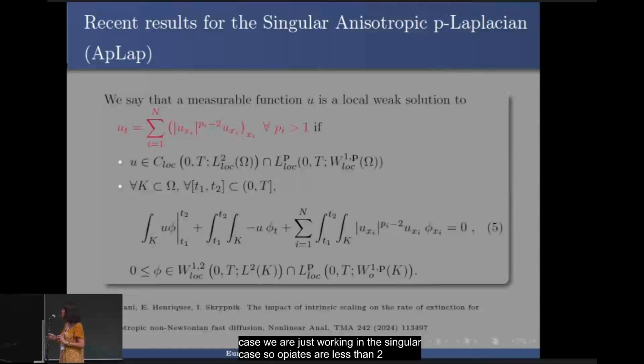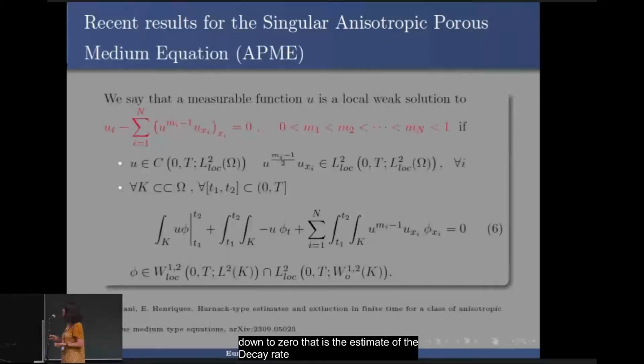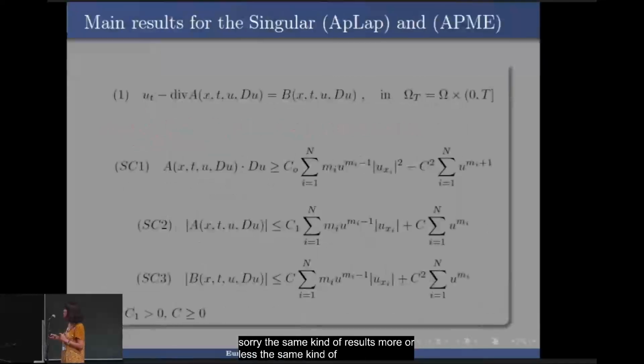And in that range, what was already known was that there is a time after which the solution is 0. So how is it getting down to 0? That is the estimate of the decay rate. That's one of the things. And we also got it for the anisotropic porous medium equation. The same kind of results, more or less the same kind of techniques.